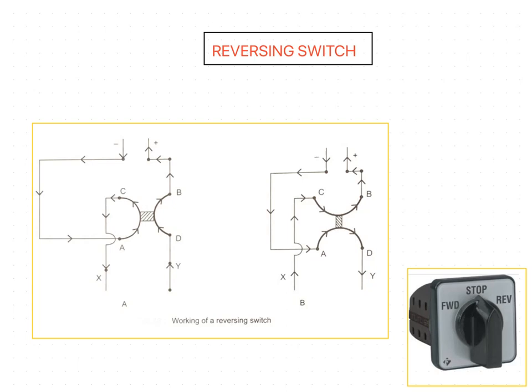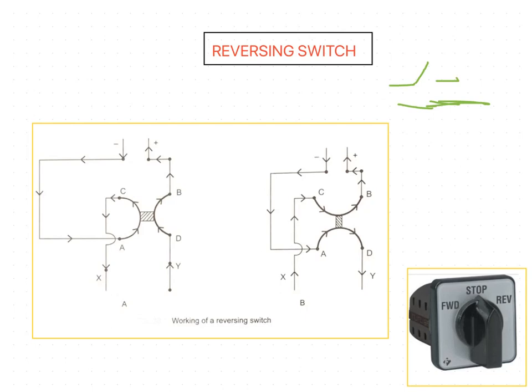Dear students, welcome back. In this session we are going to discuss the reversing switch. Normally, in normal switches, the current is turned on and off by means of a switch. That means if we switch on, the circuit is closed. For example, if you take a circuit and switch it on, the circuit closes, and then the current flows.